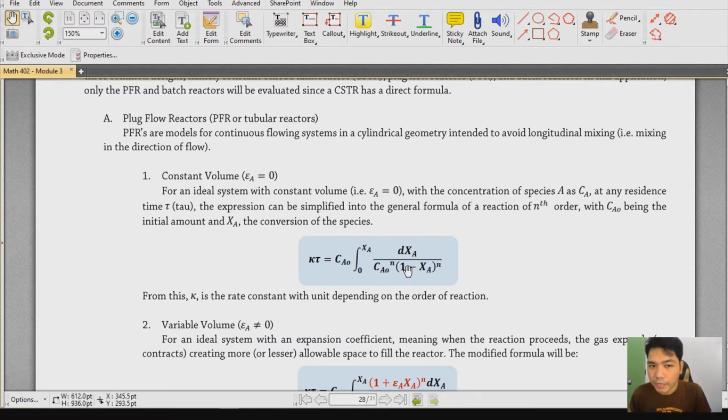And we do have a lot of cases here. The first one is the constant volume, wherein there is no expansion of, let's say, gases or fluid. So for an ideal system with a constant volume, the concentration of the species is C_A. So this is the concentration in moles per liter, or molar, at any residence time. The residence time is expressed in the Greek letter tau, which is generally the amount of time required for the reaction to proceed.